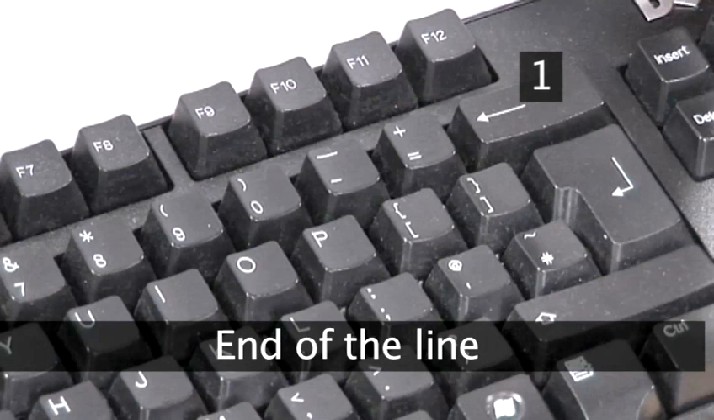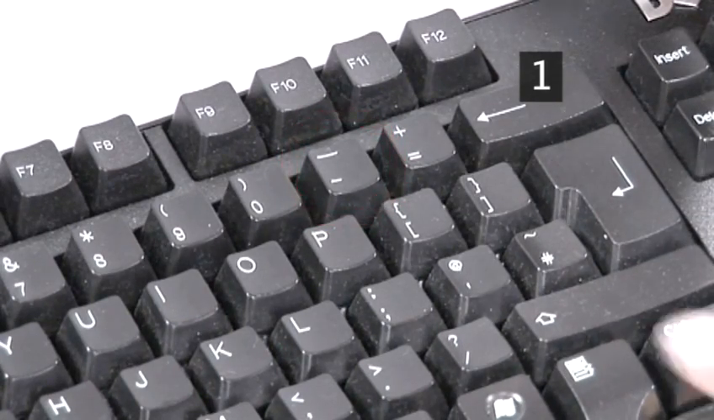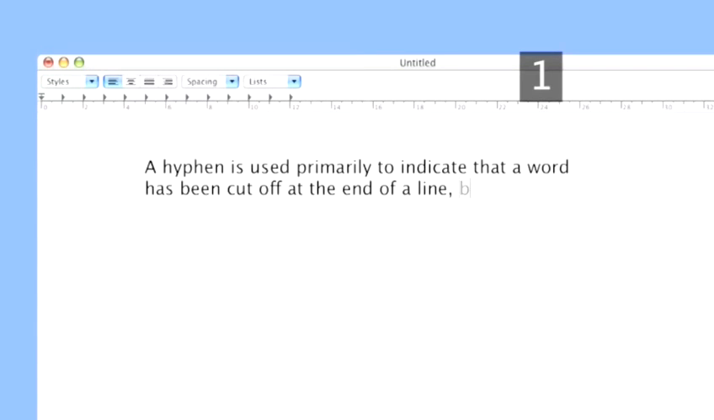Step 1. End of the line. On Western computer keyboards, the dash and hyphen are represented by the same key. A hyphen is used primarily to indicate that a word has been cut off at the end of a line, but is continued on the next line.